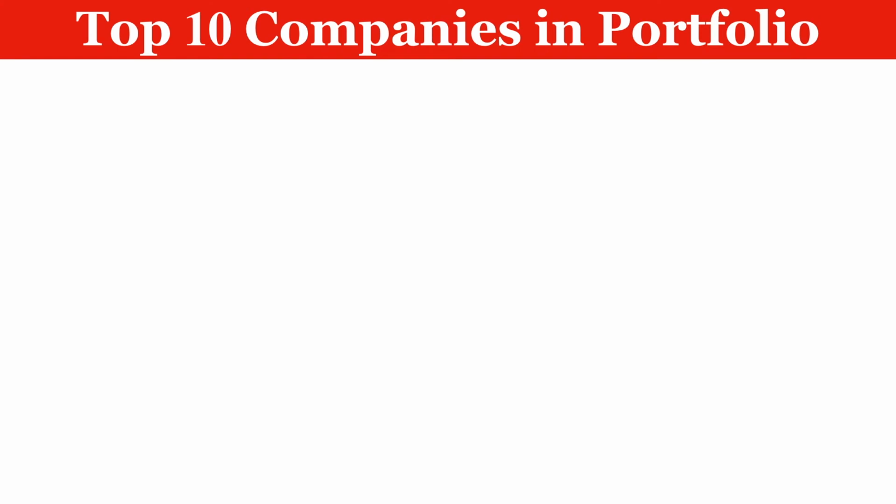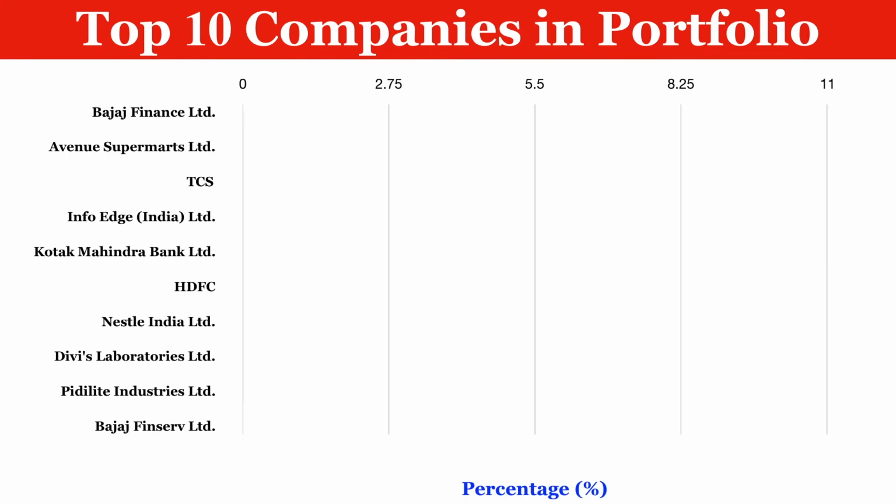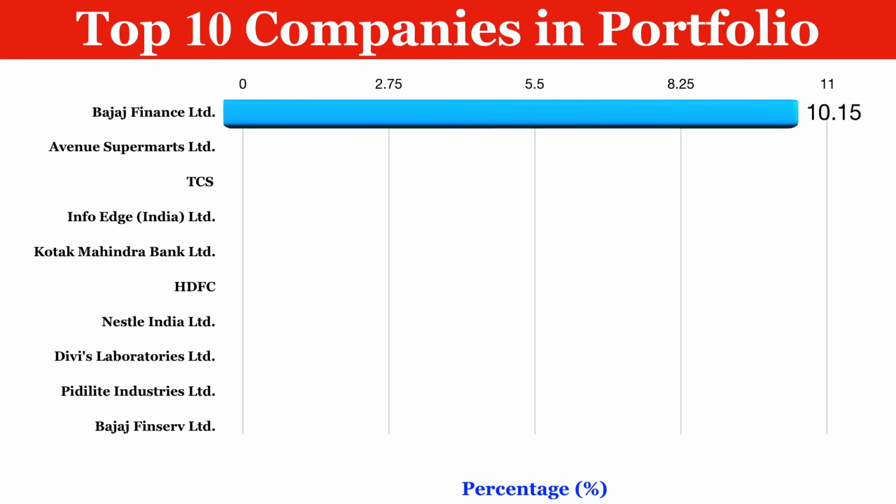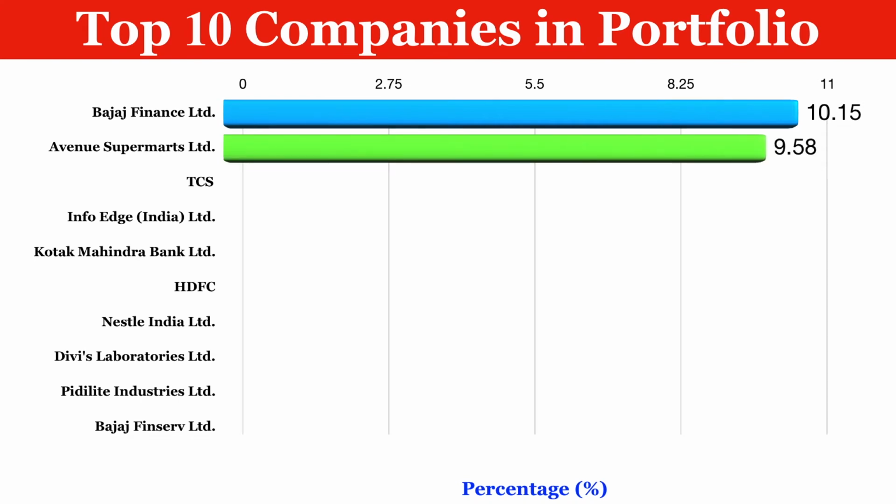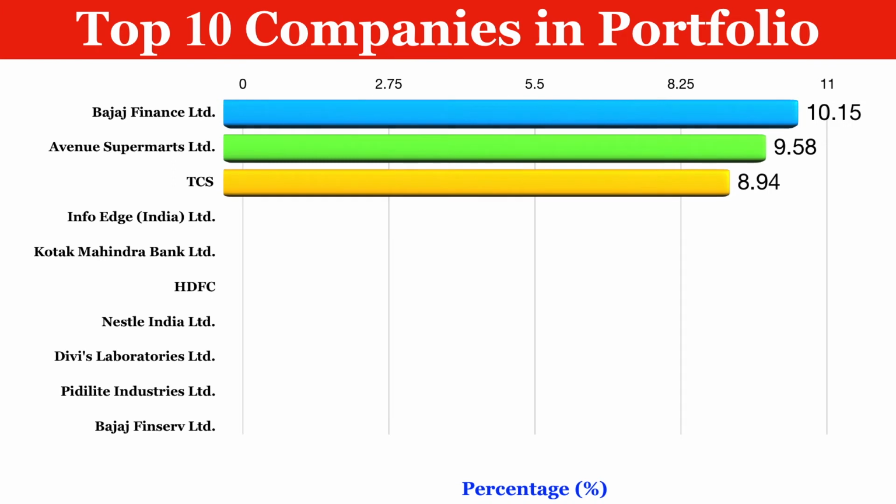In the upcoming section, we will see top 10 companies which are part of this long-term equity portfolio. Starting with Bajaj Finance Limited, this company's shares have got the allocation of 10.15%. Avenue Supermarkets Limited has got the allocation of 9.58%. TCS from the IT side has got the allocation of 8.94. Info Edge Limited has got the allocation of 6.19%.